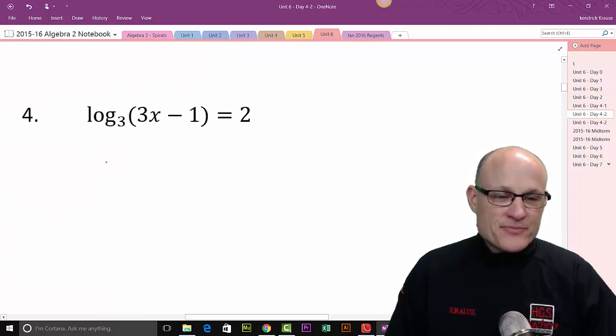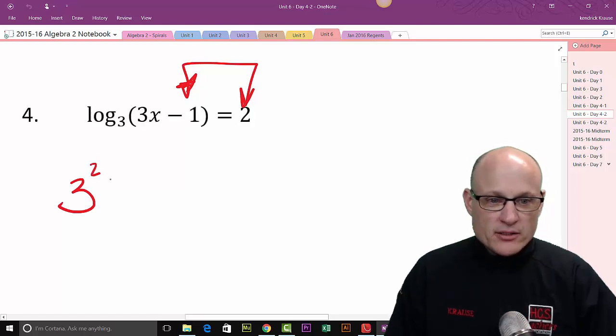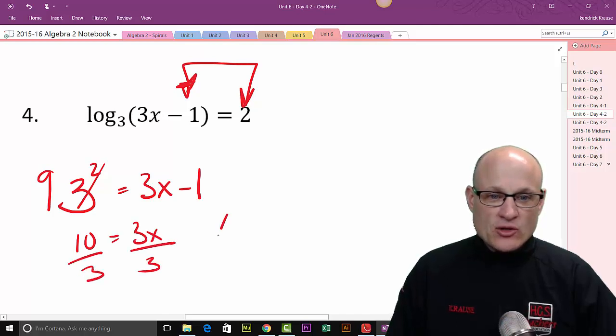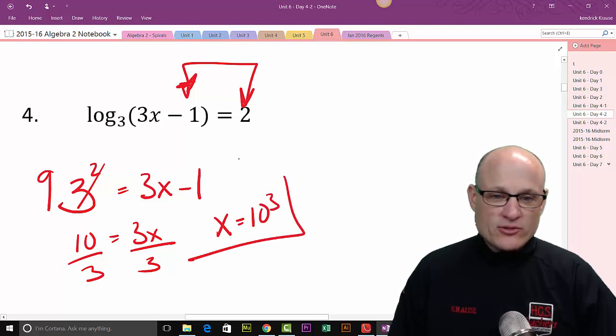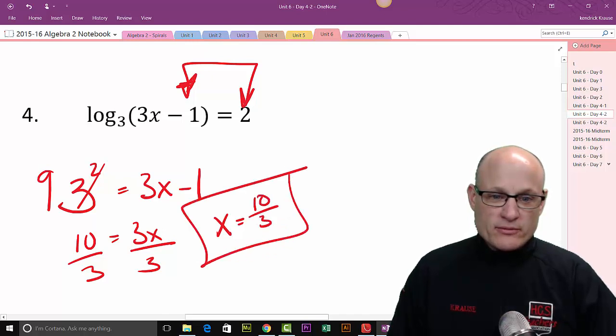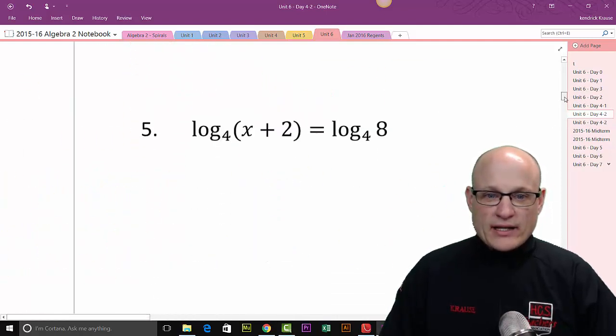All righty, we'll see. All about that base. The base is 3, switch. 3 squared equals 3x minus 1. 3 squared is 9, so I'm going to add 1 to it, and I get 10 equals 3x. Divide by 3, or x equals 10 thirds. 10 over 3. Man, we are rolling and rocking.